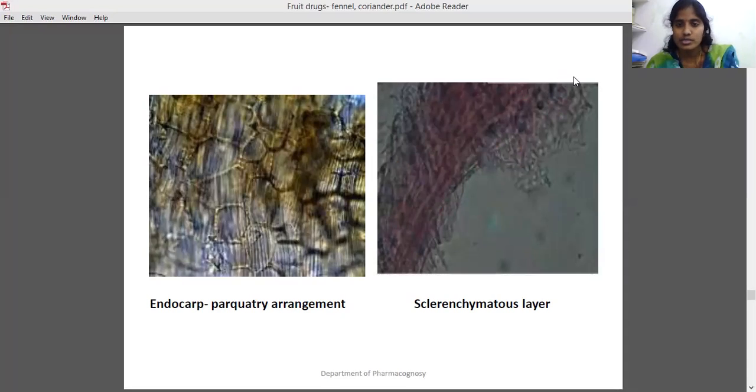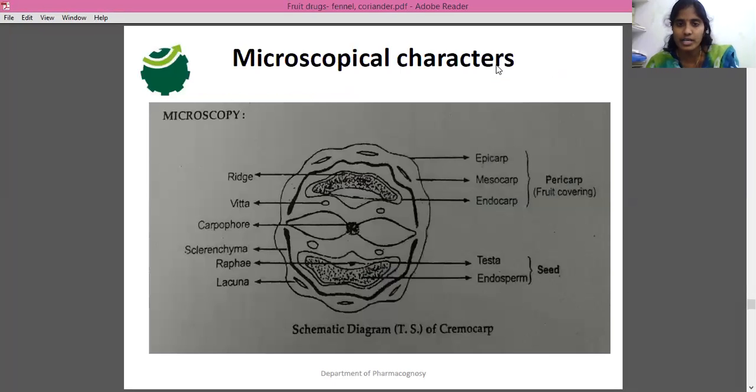The sclerenchymatous layer looks like this under the microscope. It is lignified, so it will stain pink with phloroglucinol. Let's see next the microscopical characters of the crude drug. Not a powder, this is a crude drug.